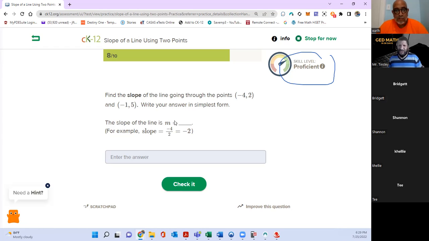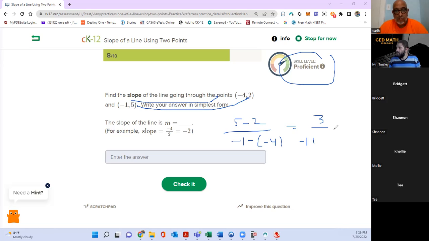Why did you do that in your head? Because you should be able to now see 5 minus 2 over -1 minus a -4, which is 3 over -1 plus 4, which is 3 over 3, which is 1. And this will happen as you practice more and more.